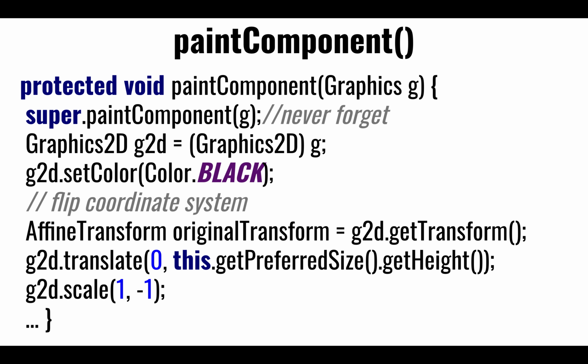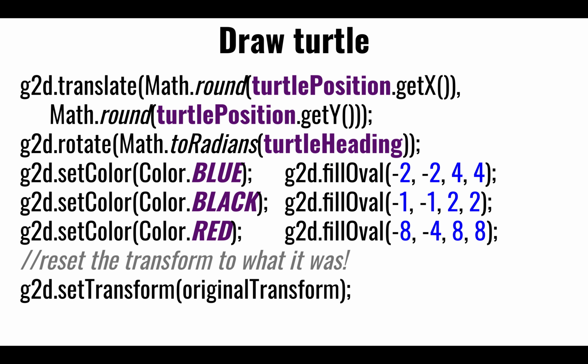So the paint component is where we put our logic for rendering, but the actual repainting is kicked off by repaint, which I think we have in the view. We'll look at it in a minute.